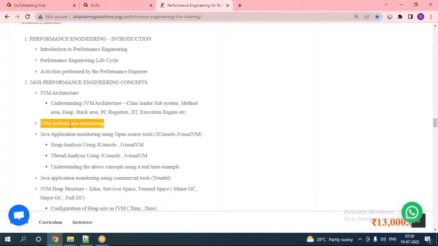And then JVM profiling, which is very, very important. What is happening with respect to thread? What is happening with respect to garbage? Whenever you are talking about engineering concepts, understand it. For that, profiling always comes into the picture. So we are going to learn about JVM monitoring and code monitoring.